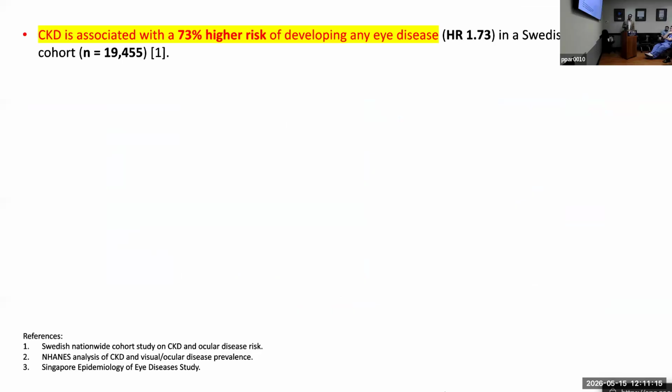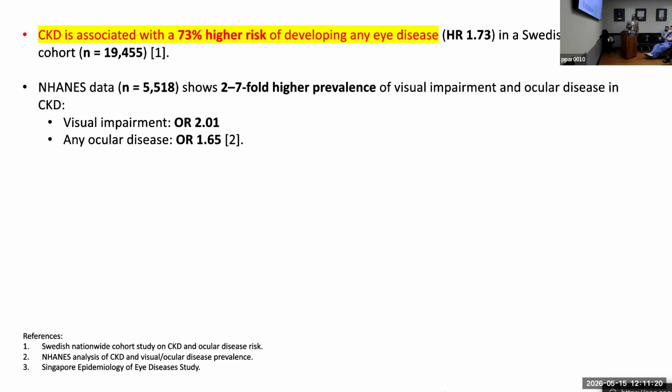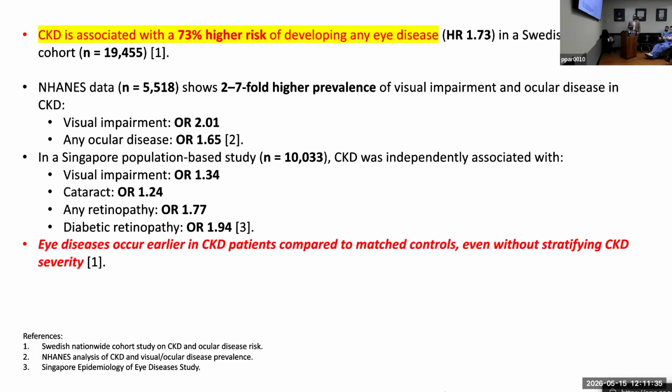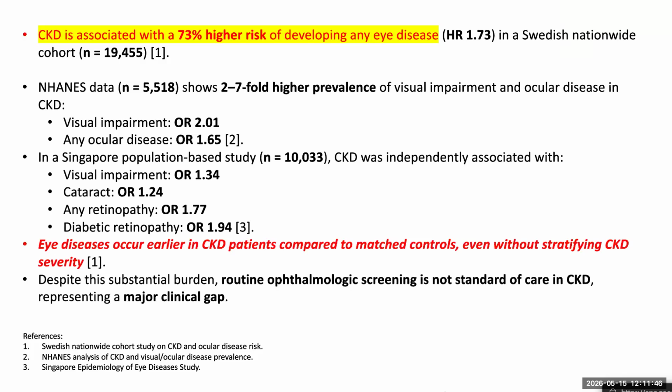So CKD is associated with a 73% higher risk of developing any eye disorder. There was a database showing 2 to 7 fold higher prevalence of visual impairment and ocular disease in CKD patients. And in a Singapore population-based study, CKD was independently associated with visual impairment, cataract, any retinopathy, and diabetic retinopathy. So eye disease occurs earlier in the CKD population compared to matched controls, even without stratifying CKD severity. Despite this substantial burden, routine screening is not the standard of care at this moment.